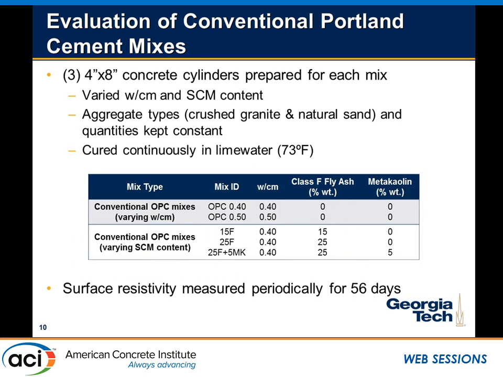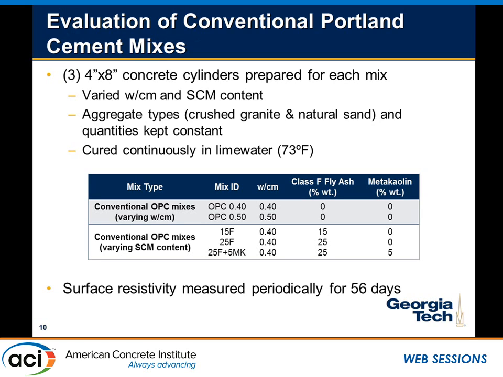So for our project, we looked at, to start with anyway, two different types of conventional Portland cement mixes. The first group, we varied the water to cement ratio from 0.4 to 0.5 to see what the influence of water to cement ratio would be on these measurements. And then in the second grouping, we looked at mixes that contain supplementary cementitious materials to see what effect fly ash and metakaolin would have.